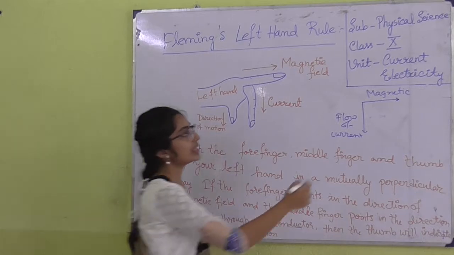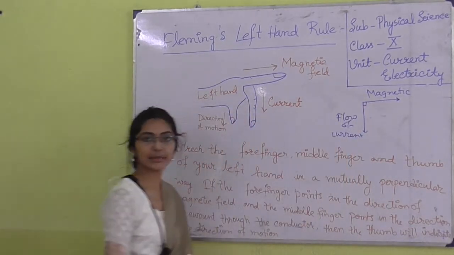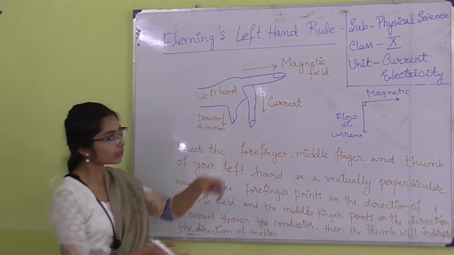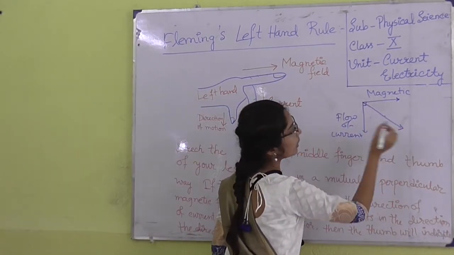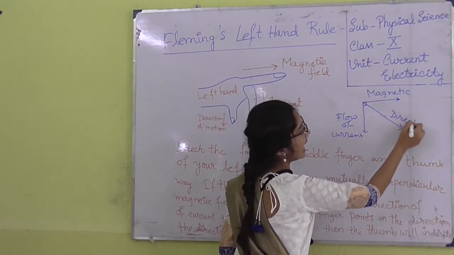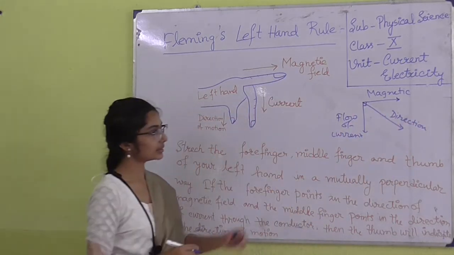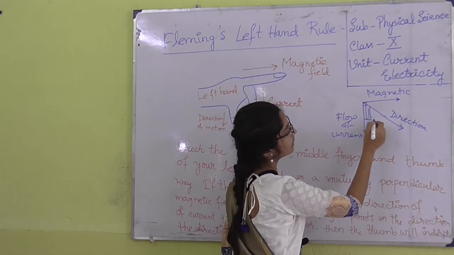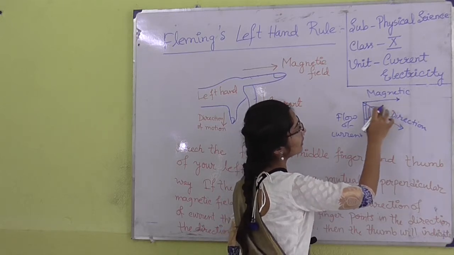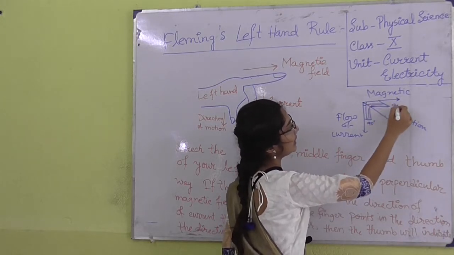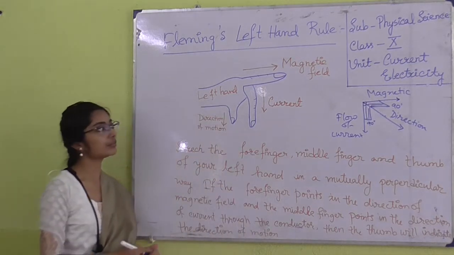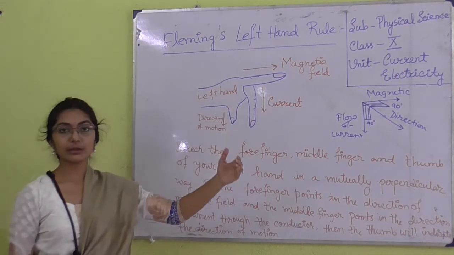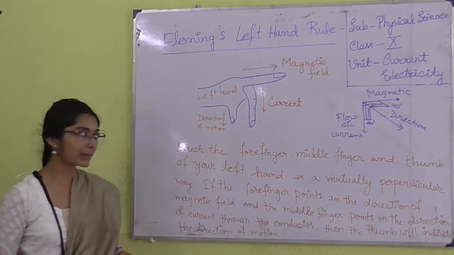They are in a mutually perpendicular position, 90 degrees, and then the thumb will indicate the direction of motion. So this is the direction of motion of the conductor, and in between these three they have again a 90 degree angle. This type of arrangement is known as being arranged in a mutually perpendicular position.